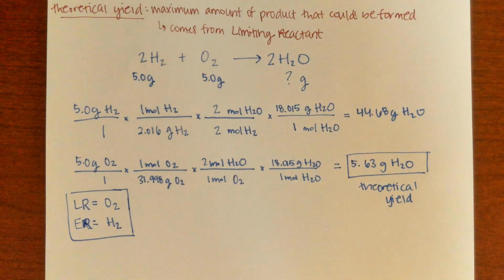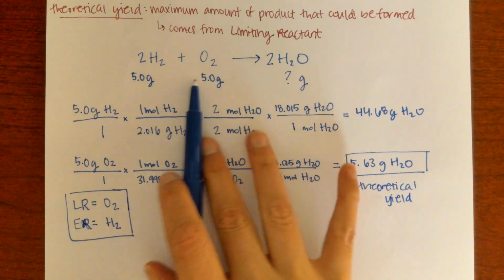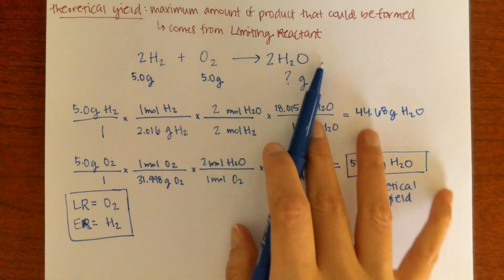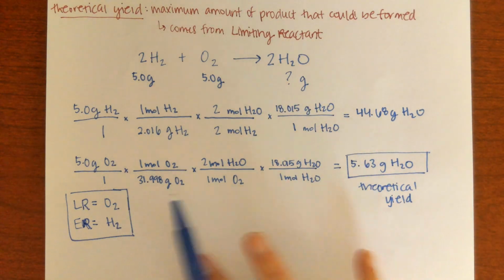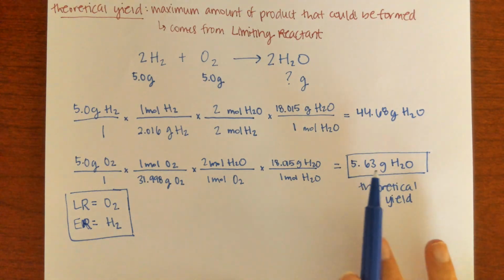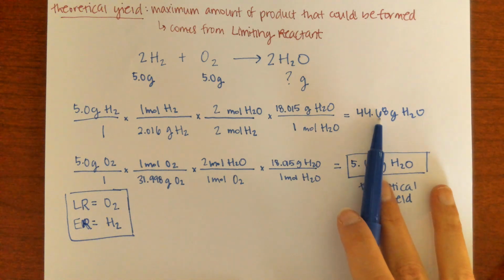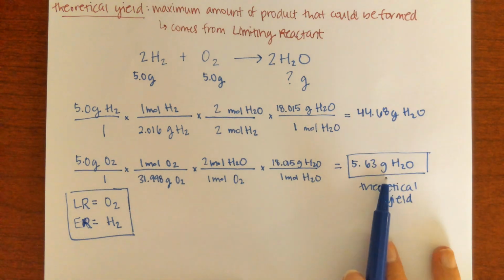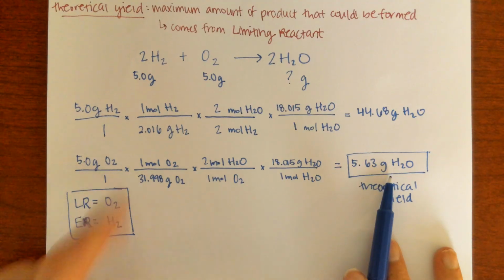So what we just solved for here is that if I have 5 grams of hydrogen gas and 5 grams of oxygen gas, we have to figure out which one of these two will run out first to produce a specific amount of water. When we solve for these two, I can only produce this much. It stops at 5.63 grams of water. There's no way that I can reach this amount of water. This is why this is my theoretical yield. This is my maximum amount of product that I can produce using this amount that I'm given.